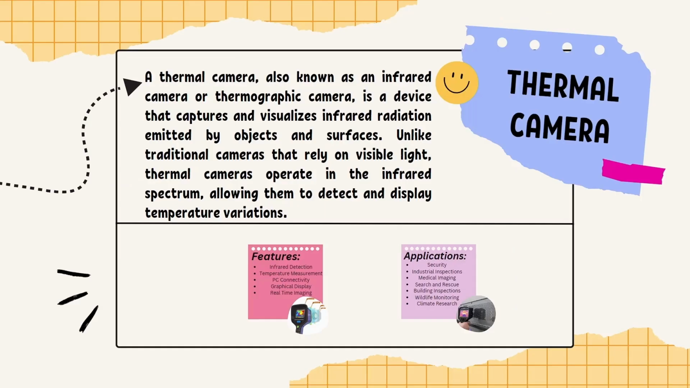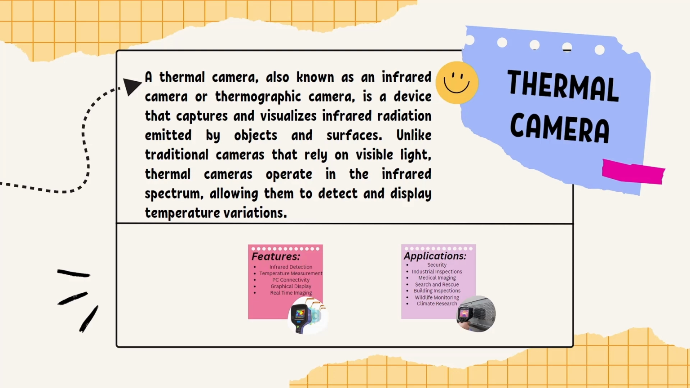Basically, a thermal camera, also known as an infrared camera or a thermographic camera, is a device that captures and visualizes infrared radiation emitted by objects and surfaces and displays it on its screen, which is inside the camera. It is different from a regular DSLR camera in the sense that it focuses only on the infrared radiation, unlike DSLR cameras that only rely on the visible light.